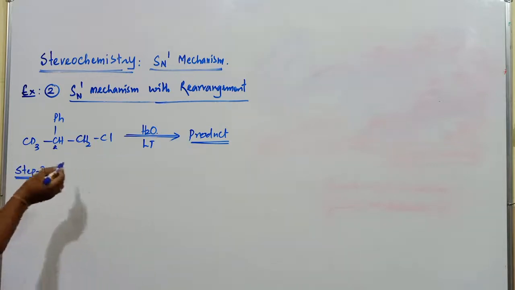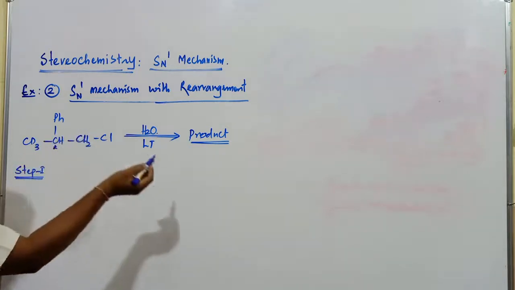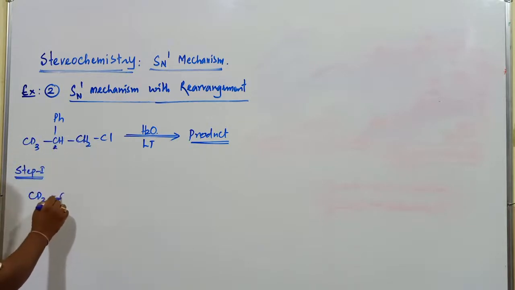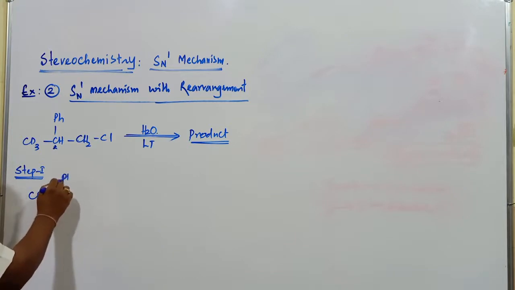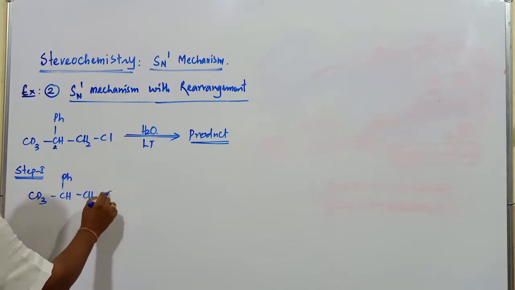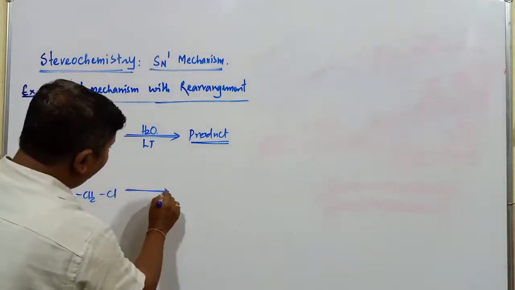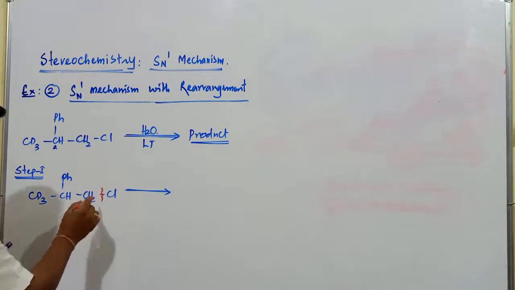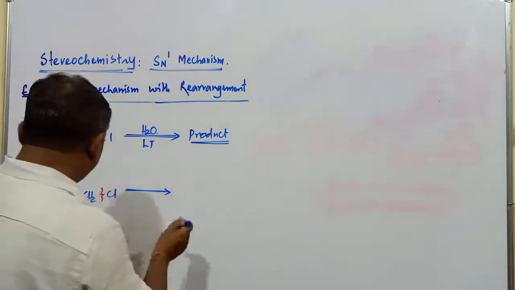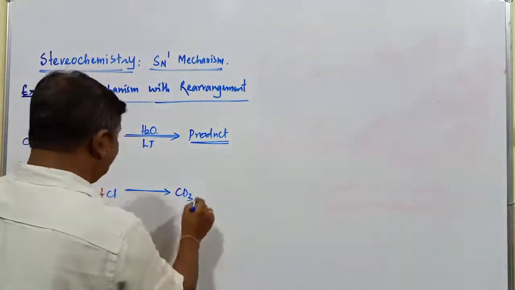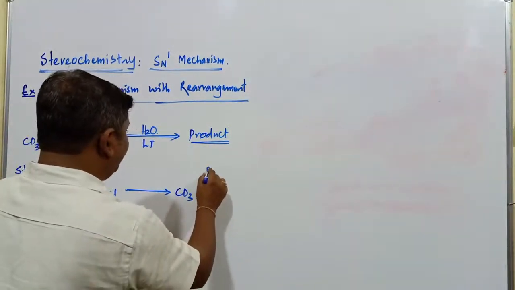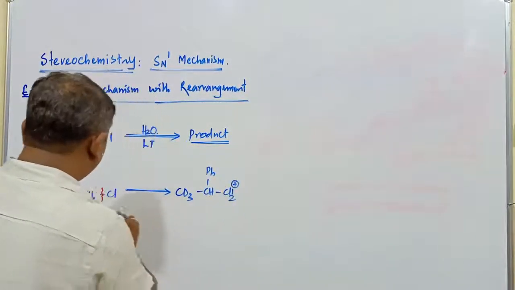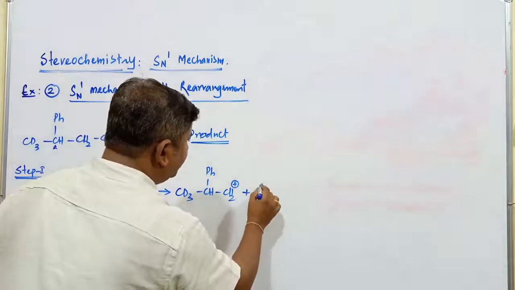First step, you know very well, the formation of carbocation takes place, that is ionization of the halogen compound. This is CD3, next one CH, it is the Ph, CH2, this is Cl. In the first step, the formation of carbocation takes place by the cleavage of this carbon halogen bond. Now the molecule is CD3, CH, Ph, and CH2 plus. This chlorine is converted into Cl minus ion.